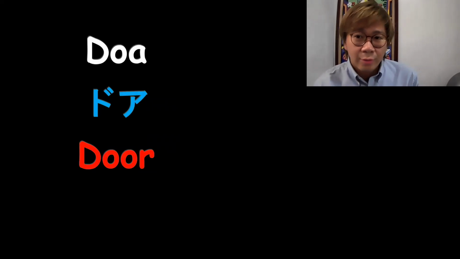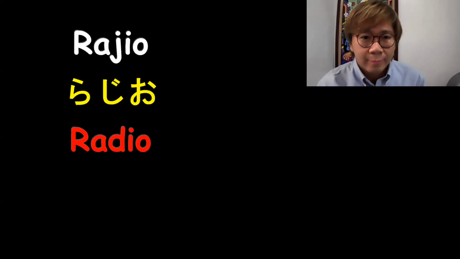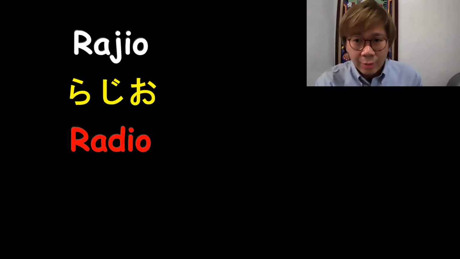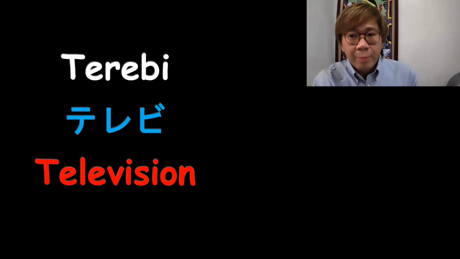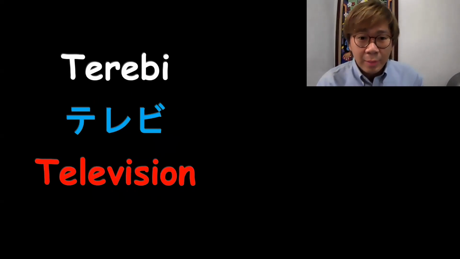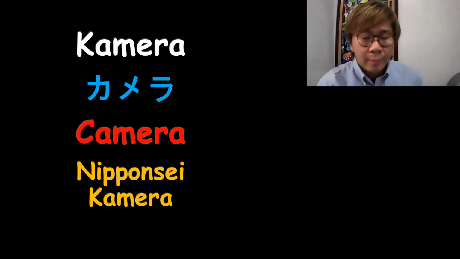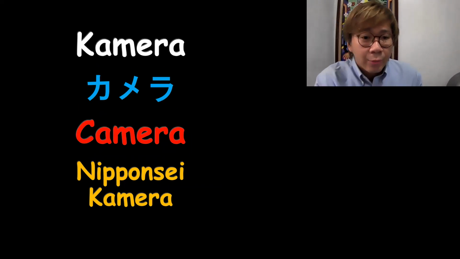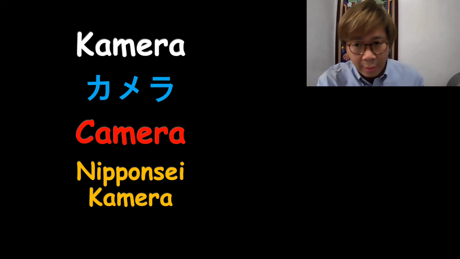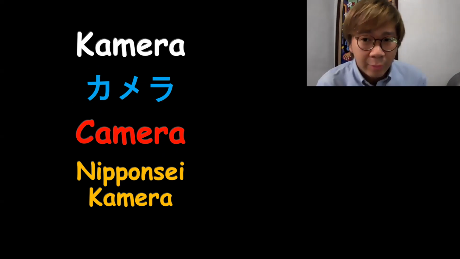Doa. So, di ba sounds familiar? Door. Doa. Okay. Next. Radyo. Radyo. Obviously, it's radio. Terebi. Terebi. That's TV, television. Next. Camera. Camera. So that's camera or Nipponsei camera. So Nipponsei, that's Japanese-made camera. So or it's a Japanese brand camera.